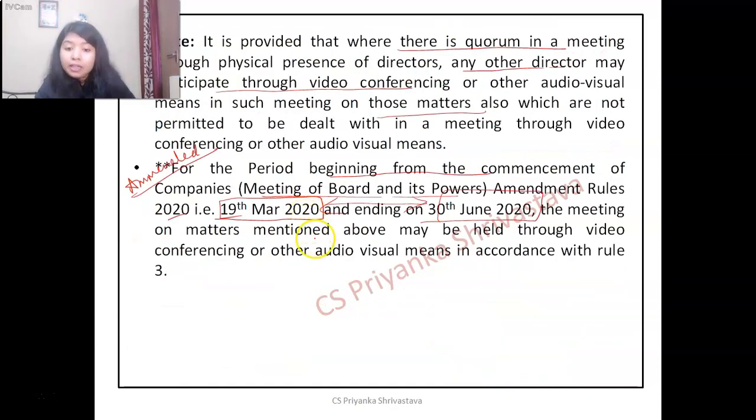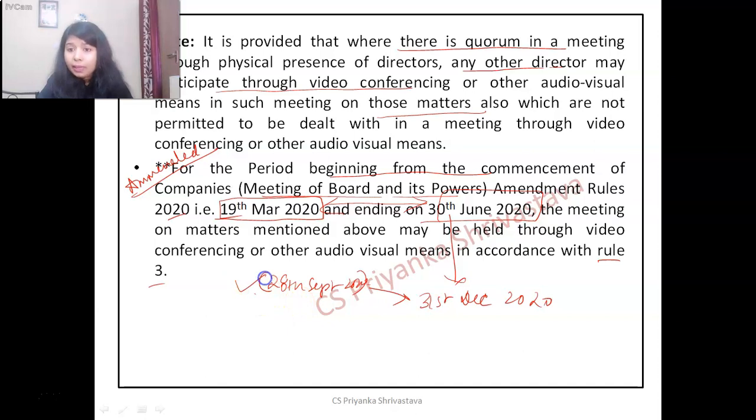Okay, what it says is that the meeting on the matters mentioned above may be held through video conferencing or other audiovisual means in accordance with Rule 3. Rule 3 will tell you the manner of doing the video conferencing. And right now, this date is changed to 31st December 2020, but this amendment has come on 28th September 2020. This might not be applicable for your examination, but it's my duty to tell you what the current position is. But in your examination, you have to write the earlier thing, okay?